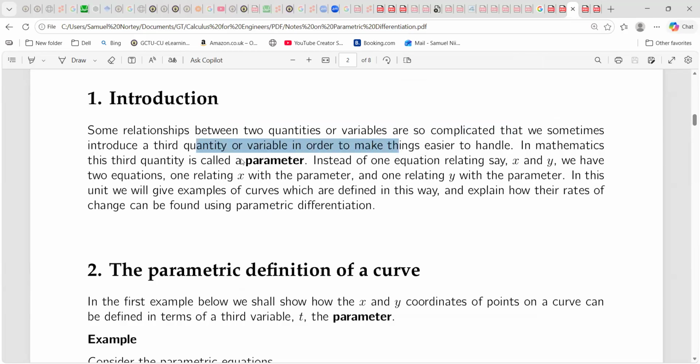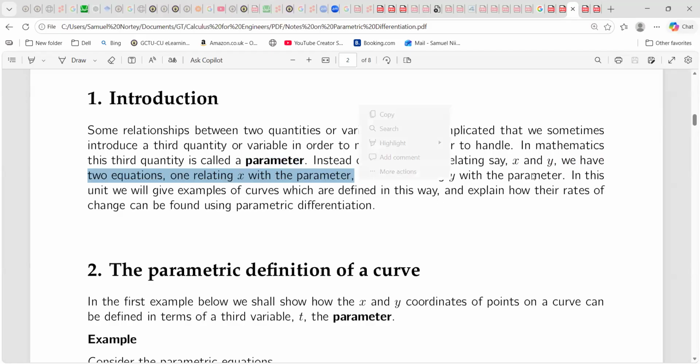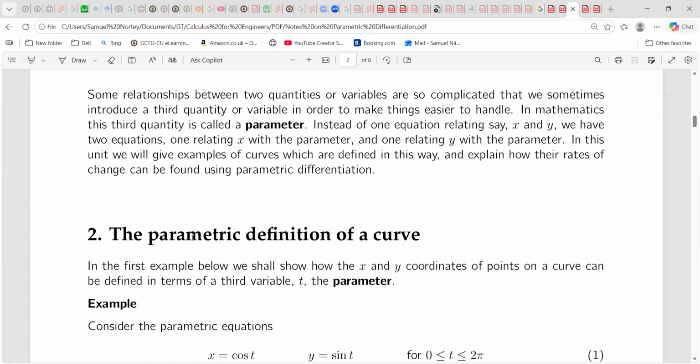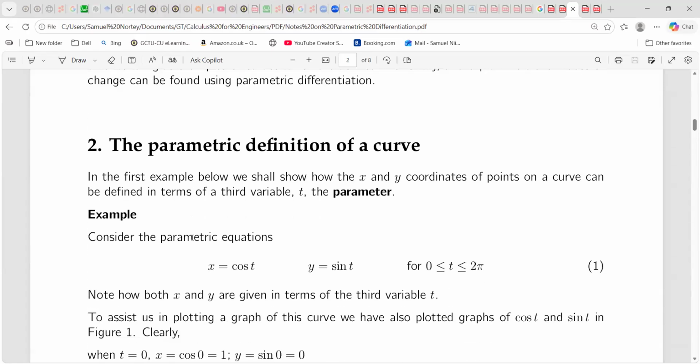In math, this third quantity is the parameter. So instead of one equation relating, say, x and y, we have two equations, one relating x with the parameter and one relating y with the parameter. In this unit, we are just going to take an example like that. So let's pick an example.